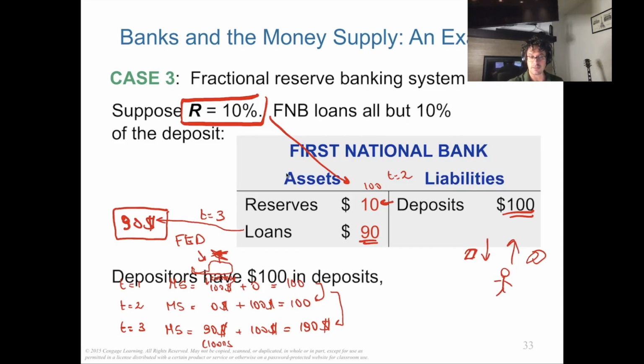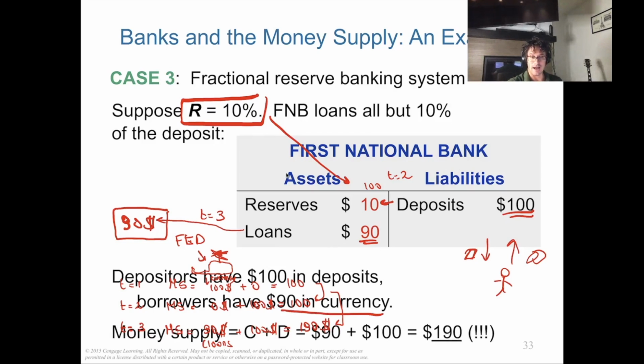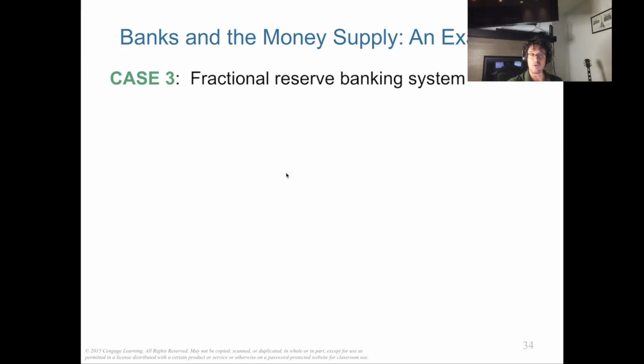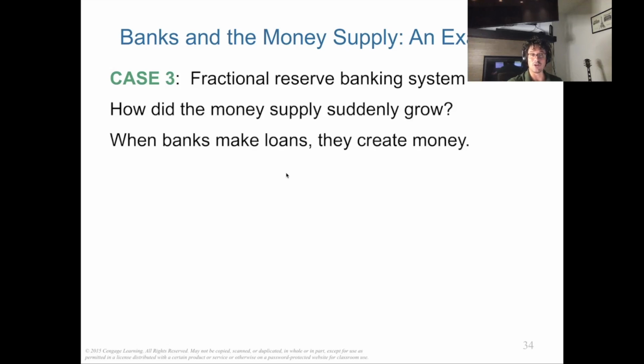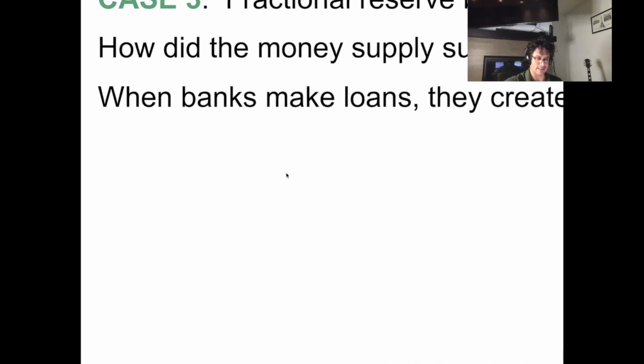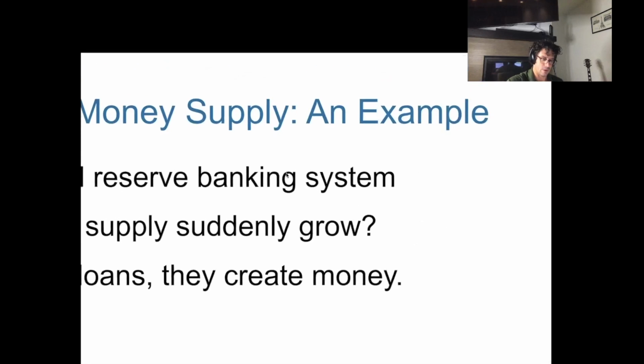So depositors have $100 in deposits, but now borrowers have $90 in terms of currency. So the total money supply now is 90 plus 100, 190. It went from being 100 to 190. And then the process is not over, right? Let's suppose now we follow the individual that got these $90.